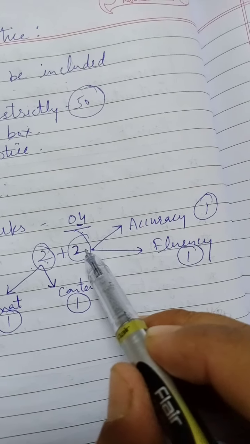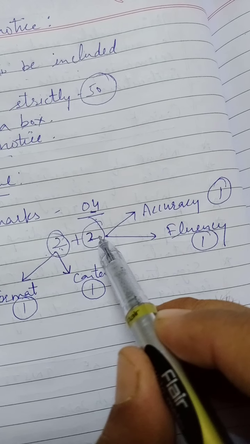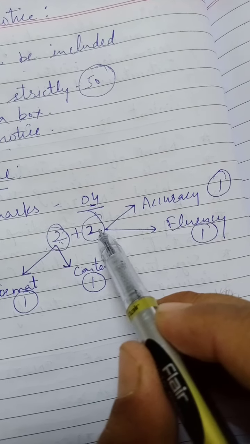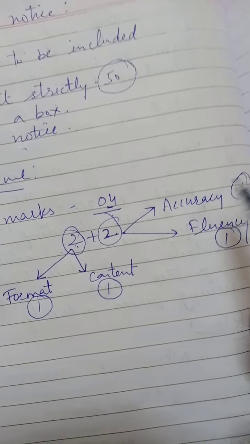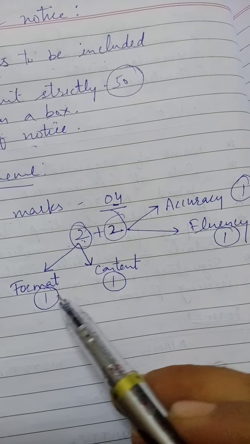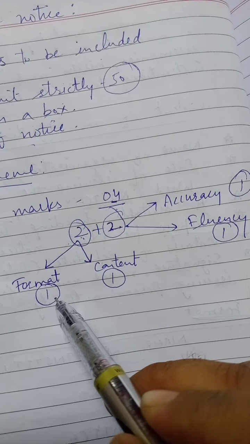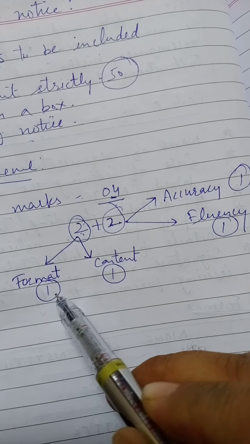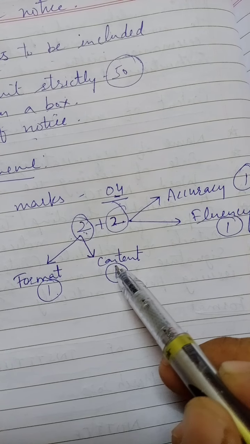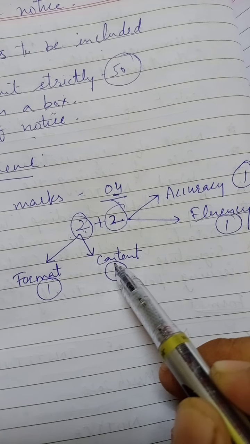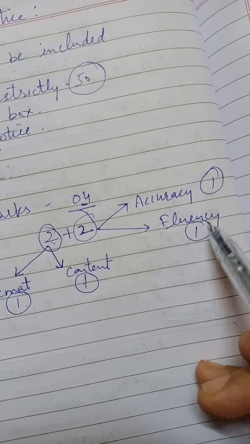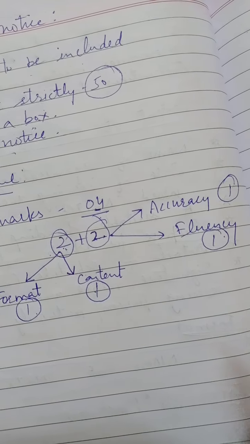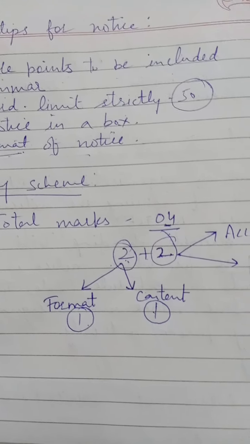So total 4 marks. No need to assess whether I have written that particular notice purposefully or I have written everything. Just focus on these 4 points. Like if your format is good or accurate, you will get 1 mark. If your content is sufficient or strong or sound, you will get 1 mark over there. Accuracy and fluency in the same way. Fine. So let's have an example of notice writing.